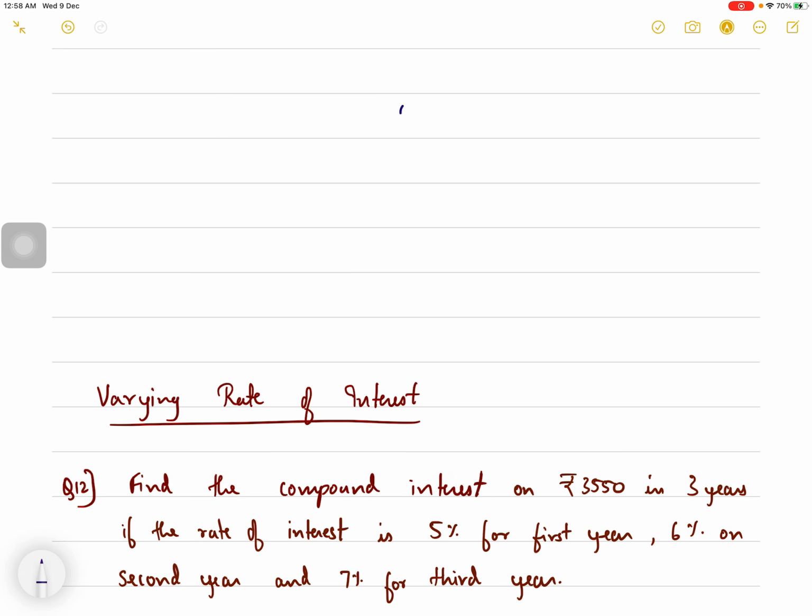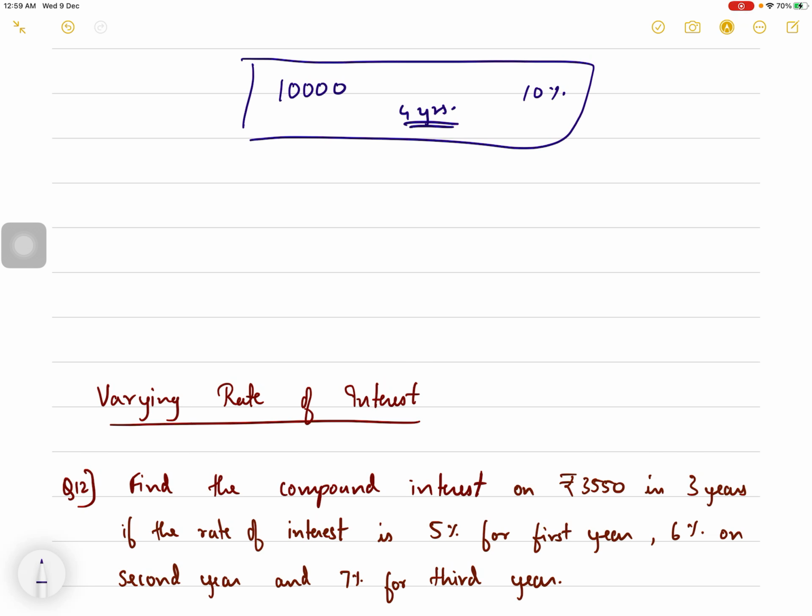Before solving this question, when I say the formula, find the compound interest for 4 years, and suppose the principal is 10,000. 10,000 for 4 years, rate of interest is suppose 10%. This is my example. So you are supposed to find out amount. So amount is equal to principal into 1 plus R raised to N, right? So that is 10,000, 1 plus 0.10 raised to N. N is 4 years, so raised to 4.